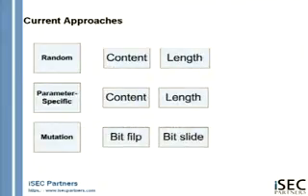So back to the pretty pictures of three random-based test classes: purely random, parameter-specific, and mutation, and specific test cases that I would execute within that: random content, random length of content, same with parameter-specific, and then mutation, the two types of bit flip and bit slide.